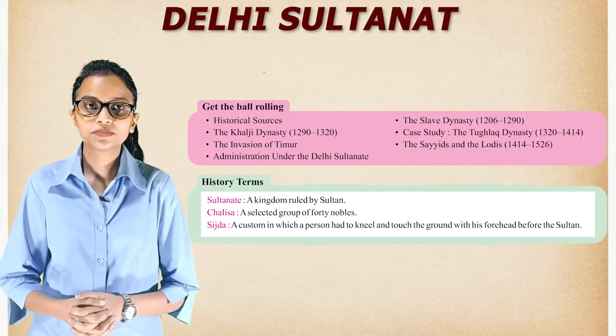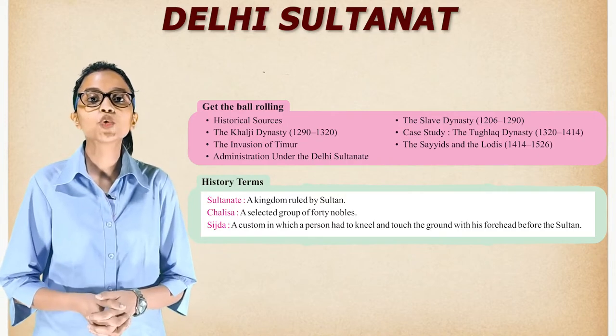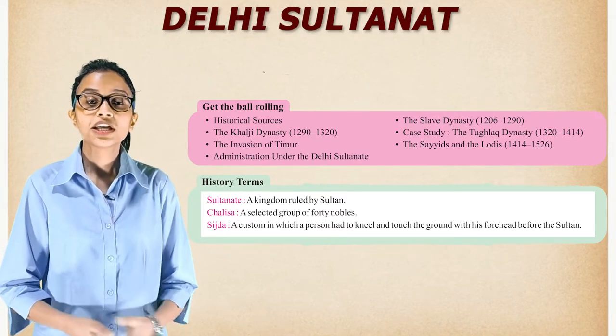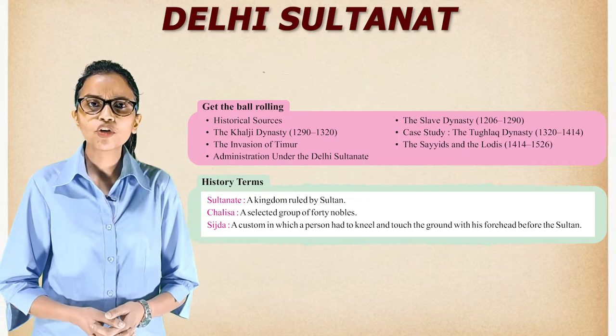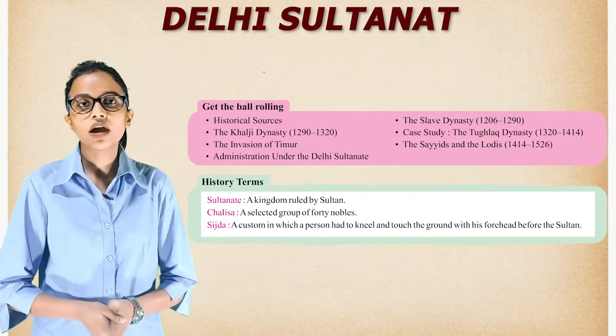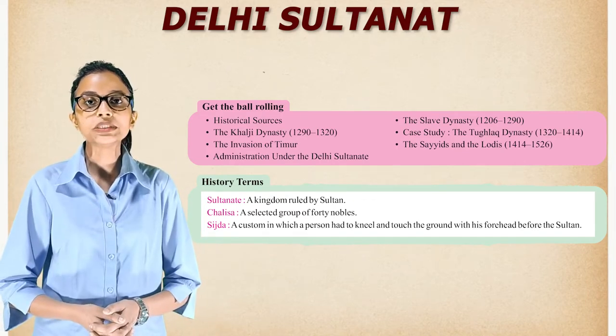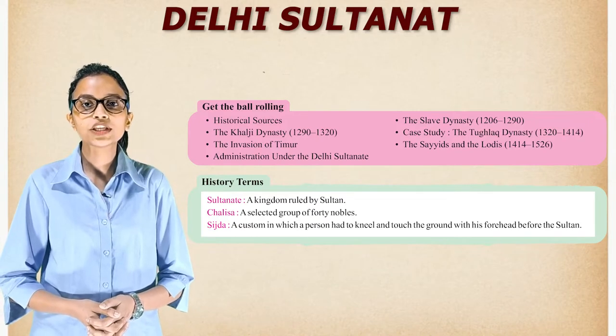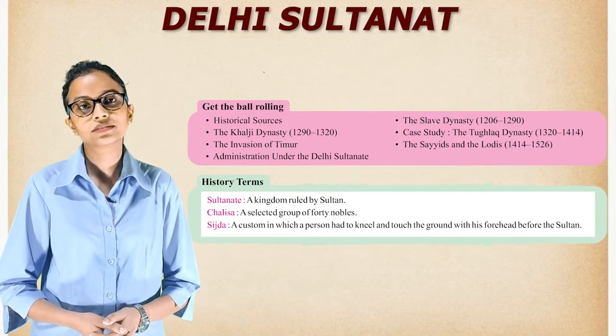History terms. Sultanate, a kingdom ruled by a sultan. Chalisa, a selected group of 40 nobles. Sijda, a custom in which a person had to kneel and touch the ground with his forehead before the sultan.